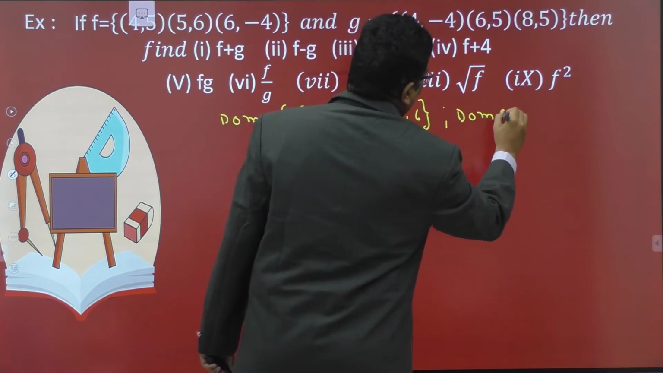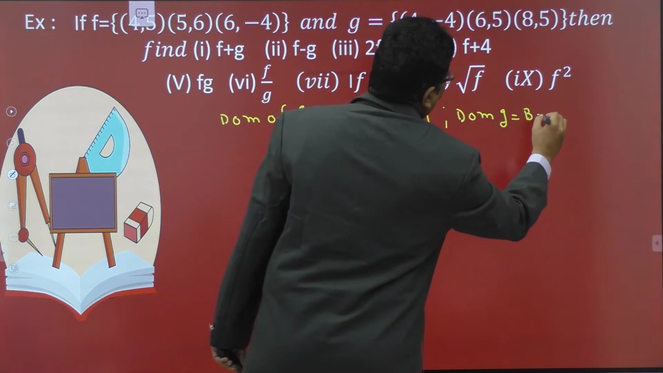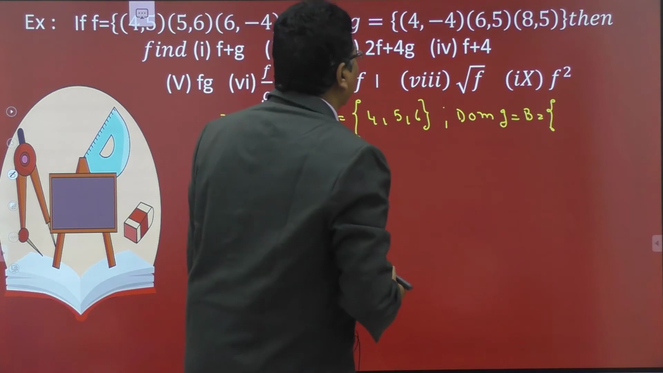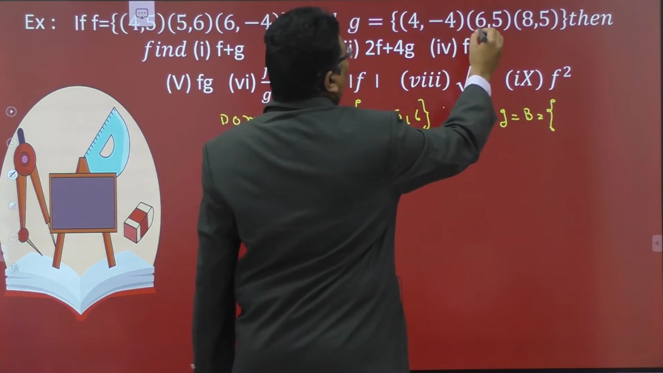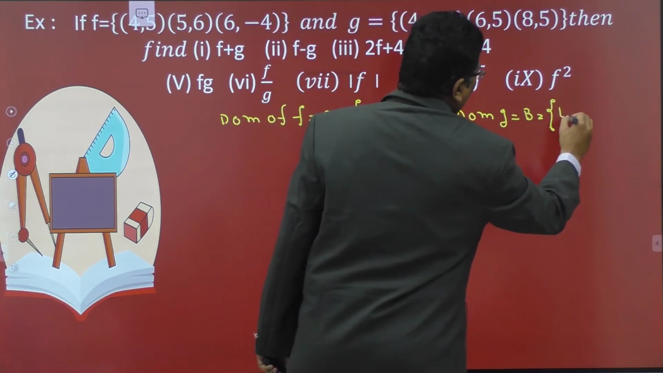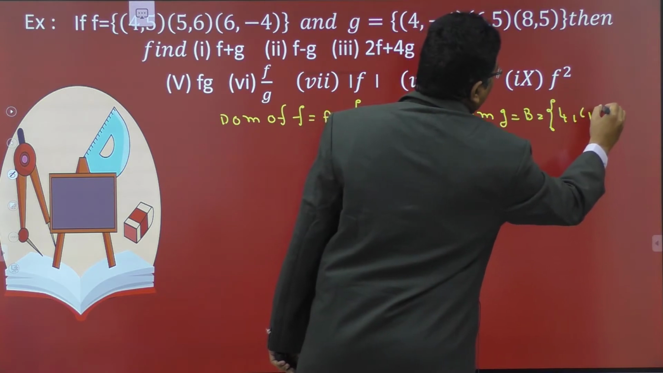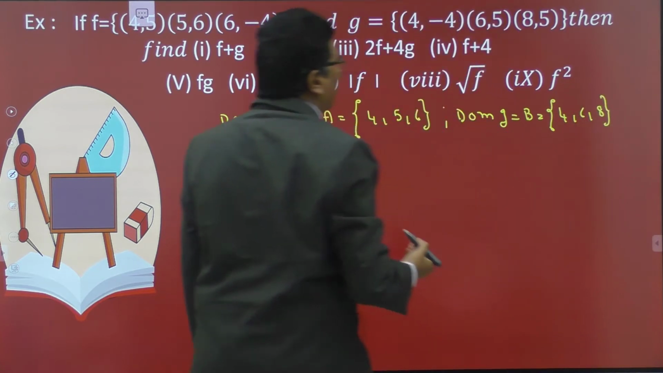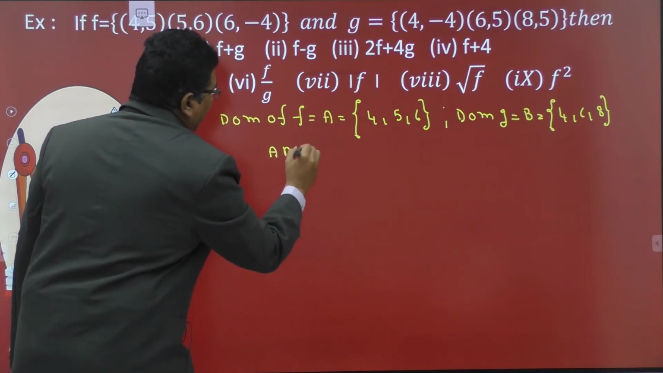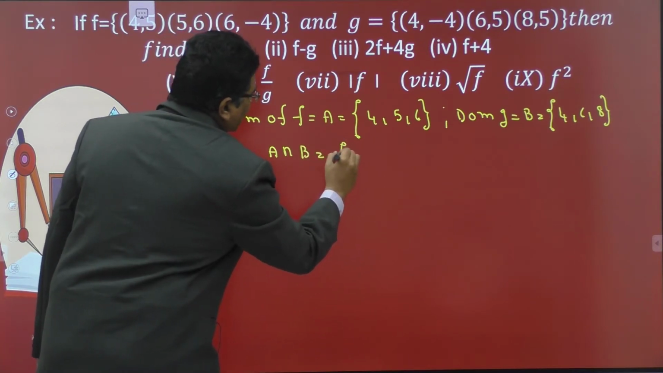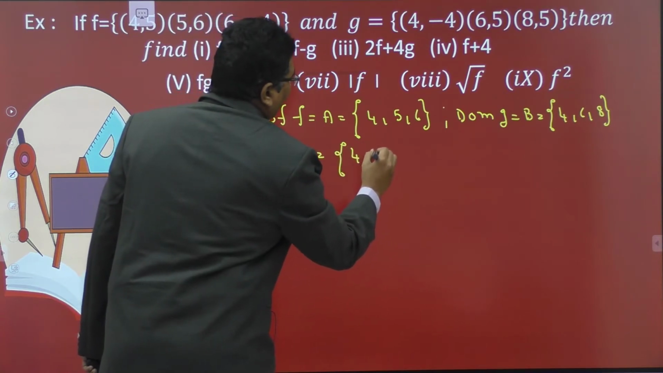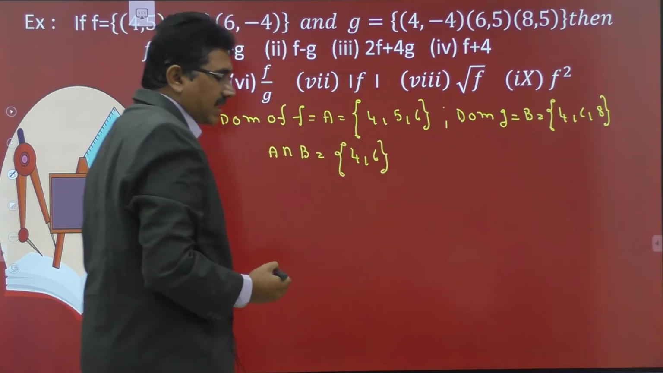Now, domain of g, let it be B, is the set of all first components of the ordered pairs. They are 4, 6, 8. Now, A intersection B is the set of all 4, 6.